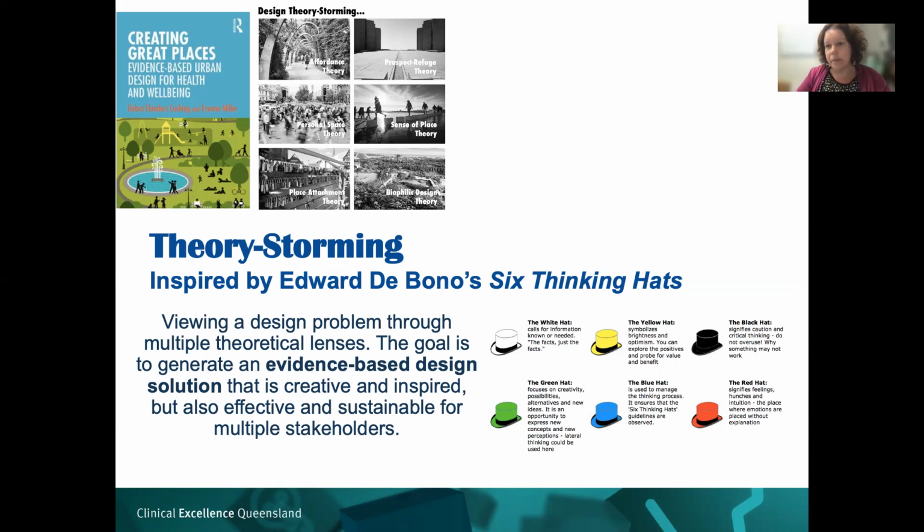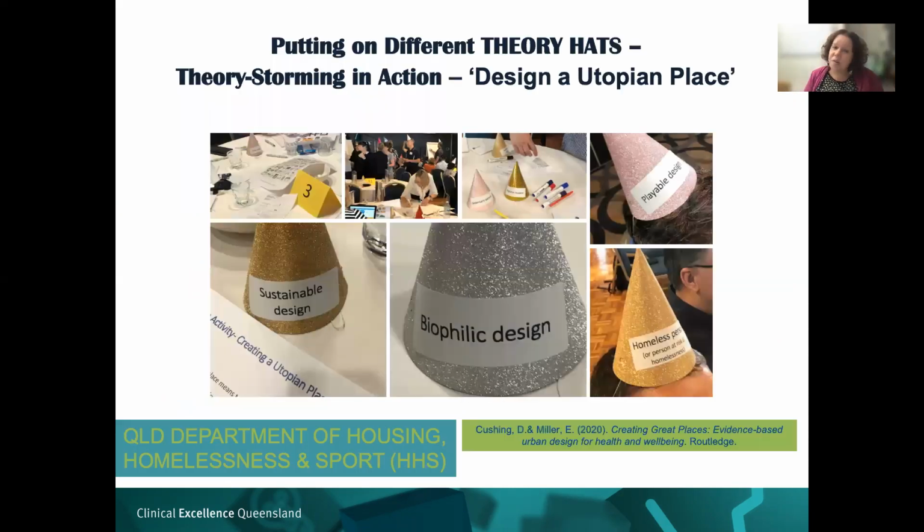I want you, Natalie, to put on the hat of biophilic design and you be the voice of designing with nature in mind. Or I want you to put on the hat of personal space theory and think about, okay, what design decisions do we make to respect people's need for personal space? And we called that theory storming. We've used that in a number of different settings, and it helps people step out of themselves and be the voice of a different perspective.